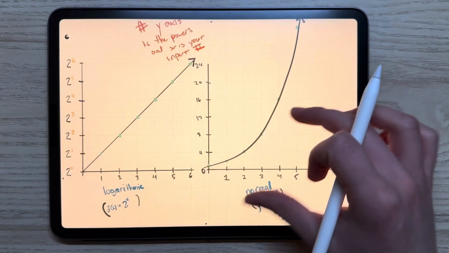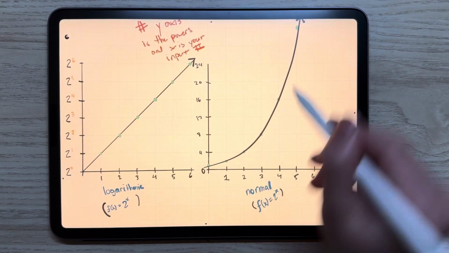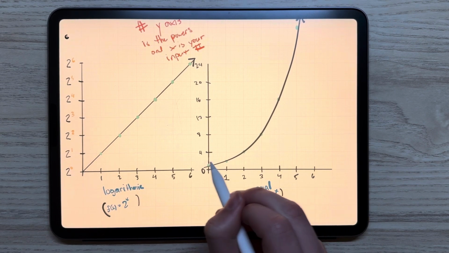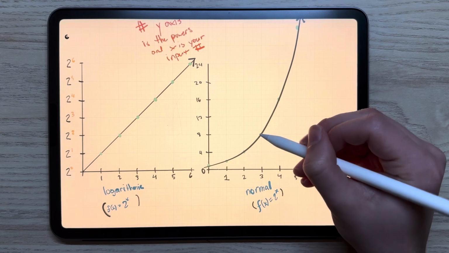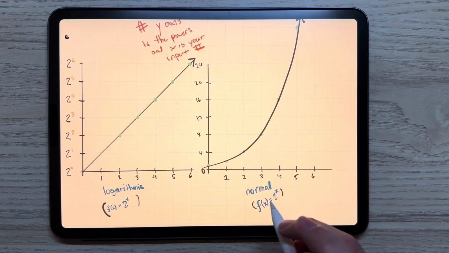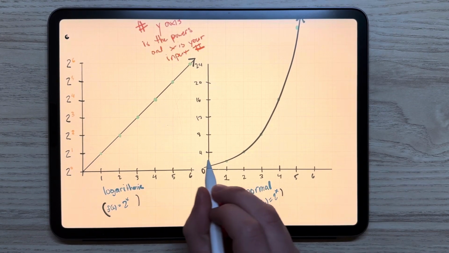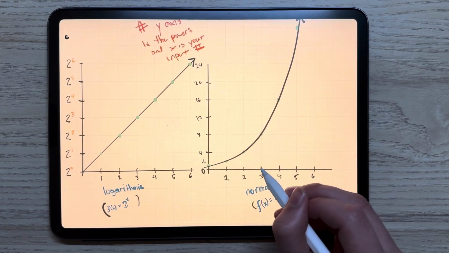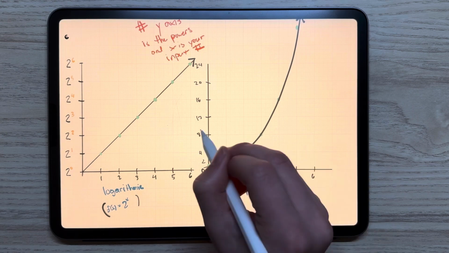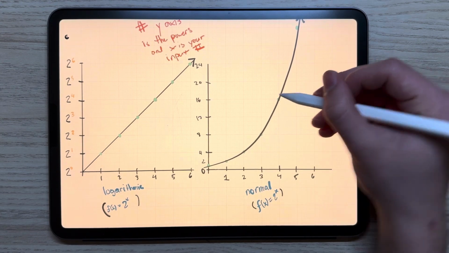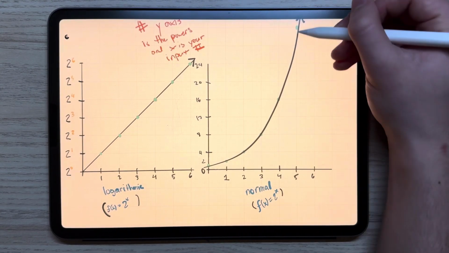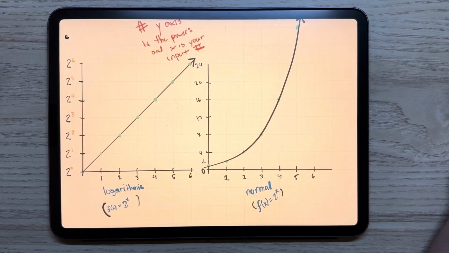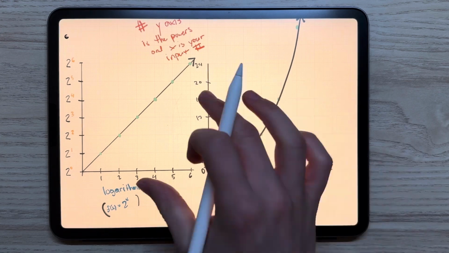So before exploring that, some points on the regular graph are (1, 2), (2, 4), (3, 8), because 2 to the first power is 2, 2 to the second power is 4, 2 to the third power is 8, 2 to the fourth power is 16, 2 to the fifth power is 32, which is way up here, and that's why we don't want to use a normal graph. We want to use a logarithmic graph.